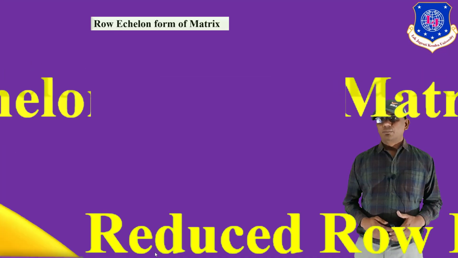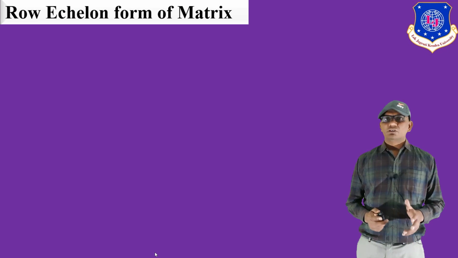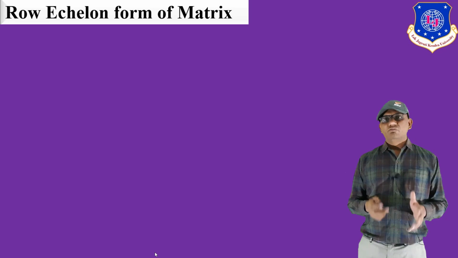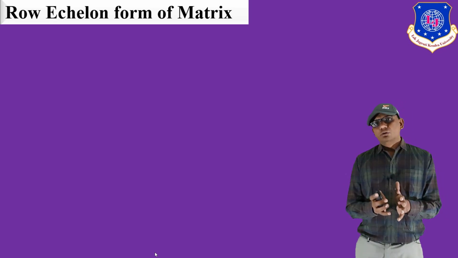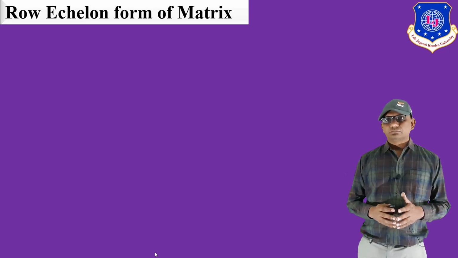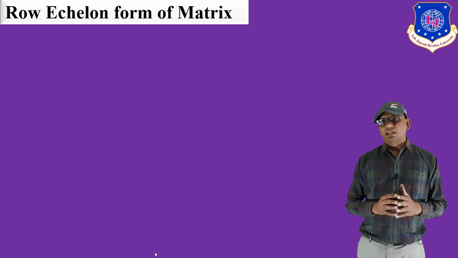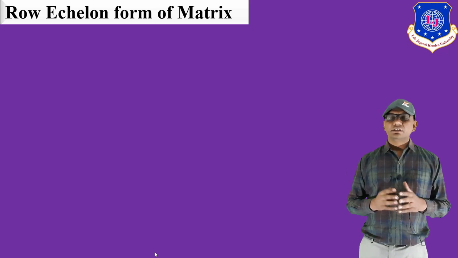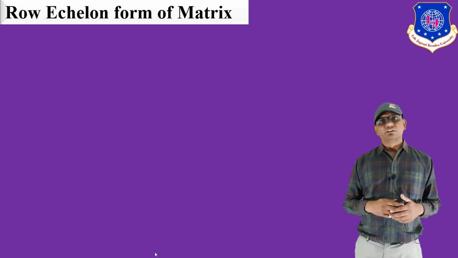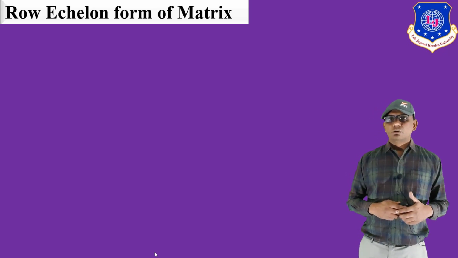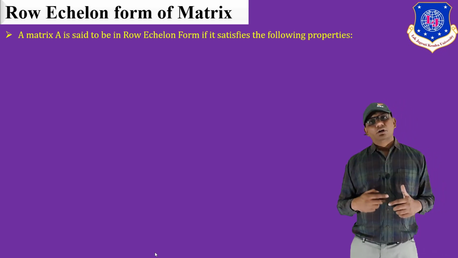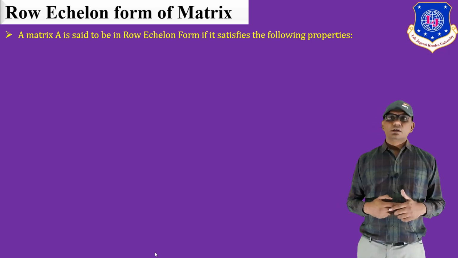Row echelon form of a matrix is nothing but one special type of presentation or format of the matrix in which we have to follow some conditions, and here we can only apply row operations. We can't apply column operations to convert our original matrix into the row echelon matrix. So here we will discuss the row echelon matrix properties. A matrix is said to be in row echelon form if it satisfies the following properties.